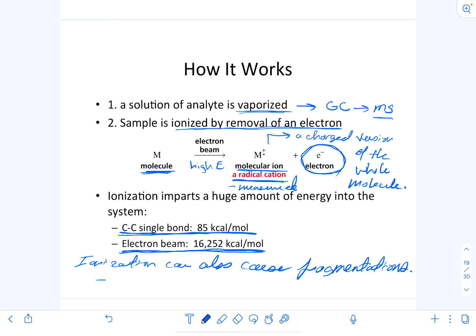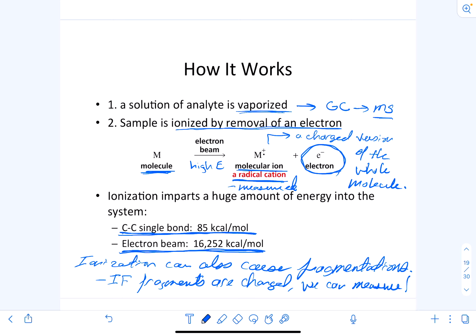And if the fragments are positively charged, we can measure those too. So we get not only the molecular ion, which by far and away is the most important thing that we learned from the mass spec experiment, that gives us the molecular weight, but we can also see these fragments that are charged, and that can tell us a little bit about the structure of the molecule.